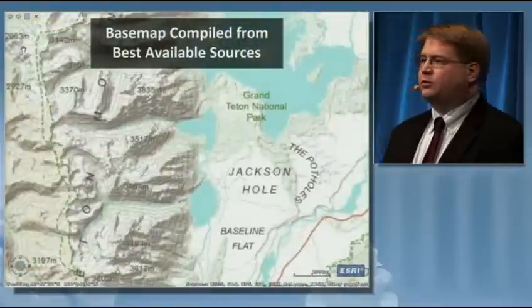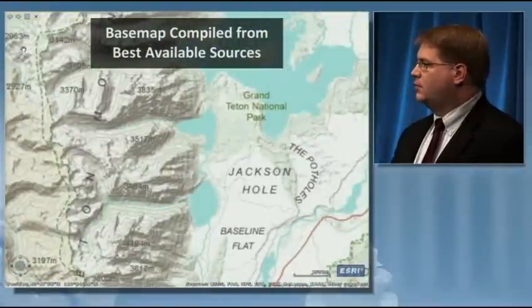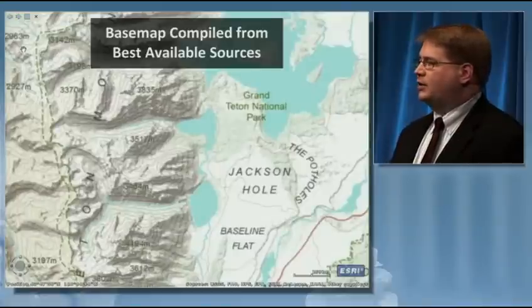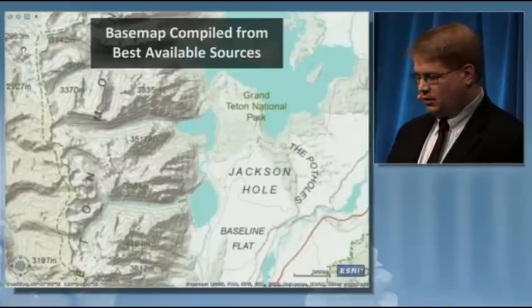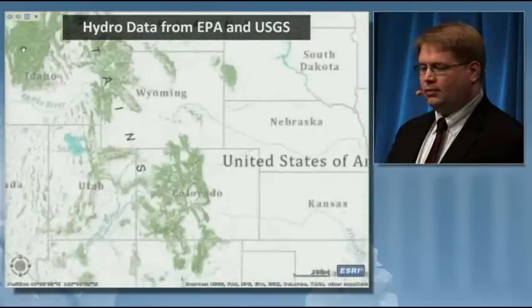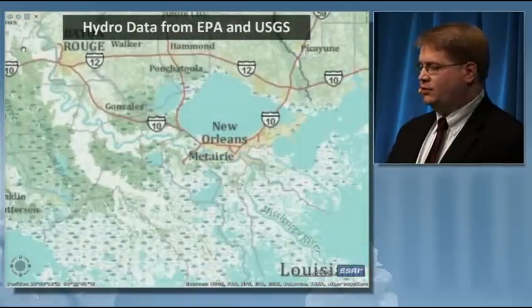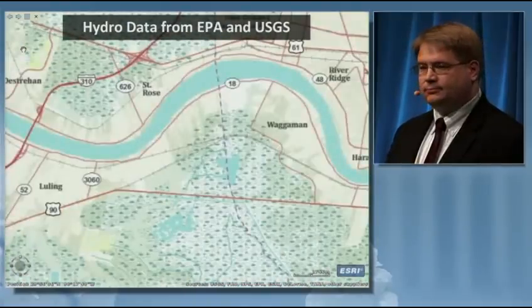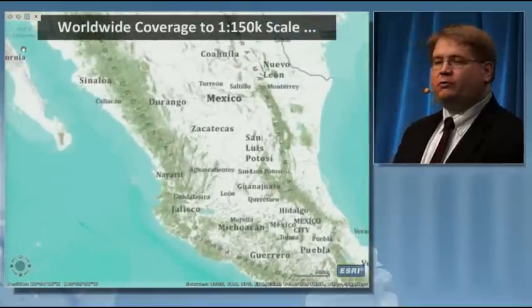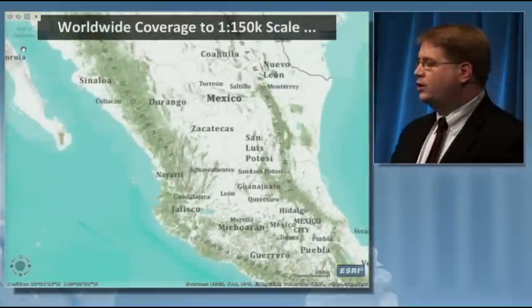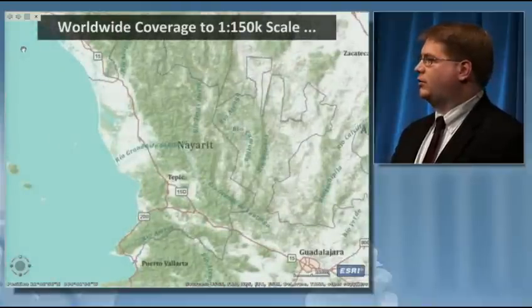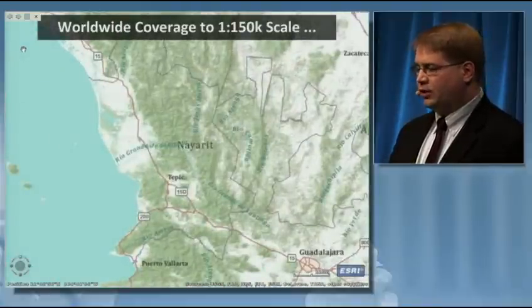Now, this is compiled from the best available sources. Many of the agencies that you work on have great data, and we've been able to work with you and leverage this data to build this high-quality base map, including USGS and EPA. Internationally, we also provide a global base map down to 1 to 150,000. This gives a great context when working internationally for data.